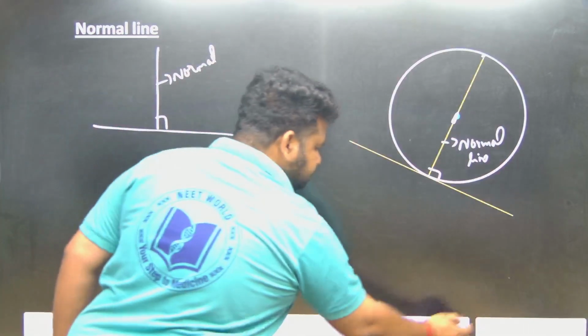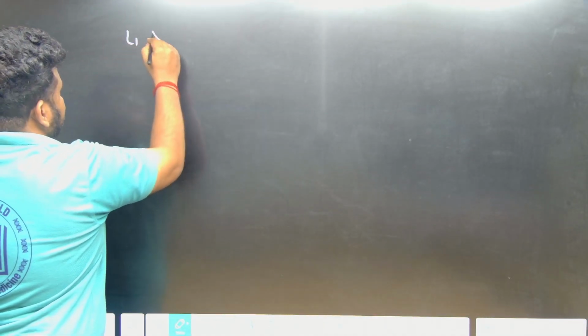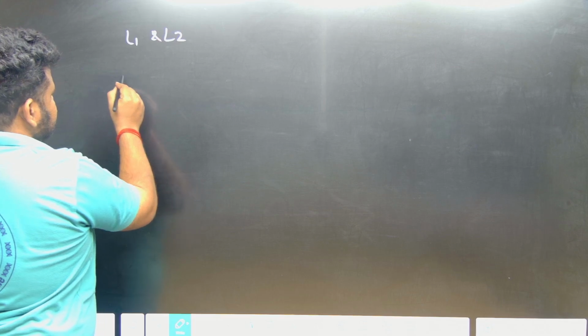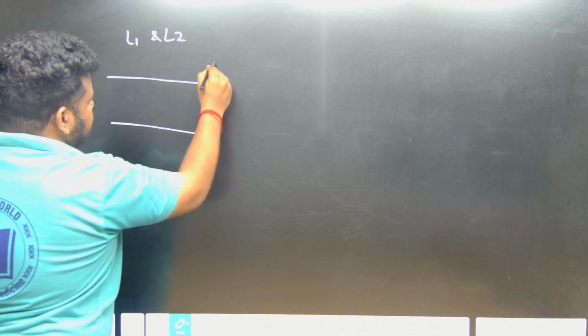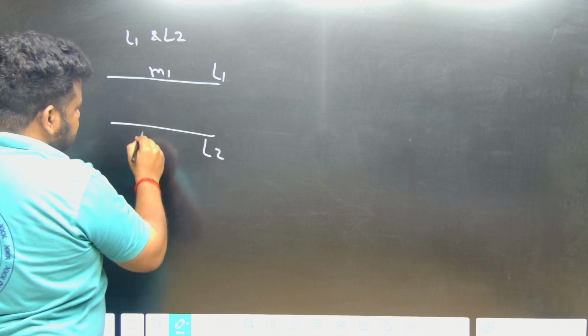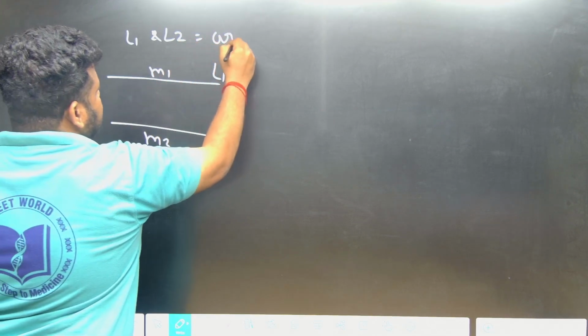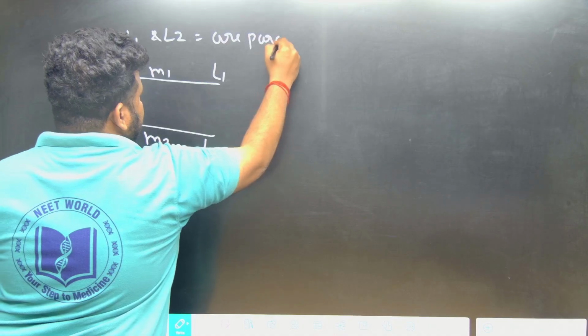Suppose two lines are there. Let there be two lines L1 and L2, such that they are parallel to each other. The slope of L1 is M1, the slope of L2 is M2. So L1 and L2 are parallel.